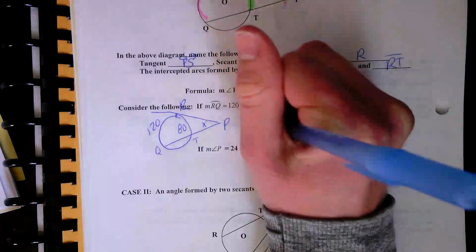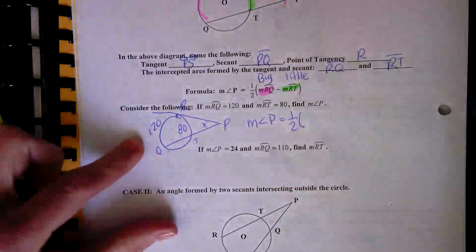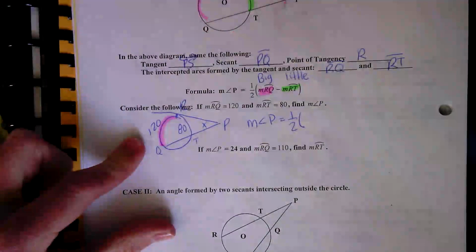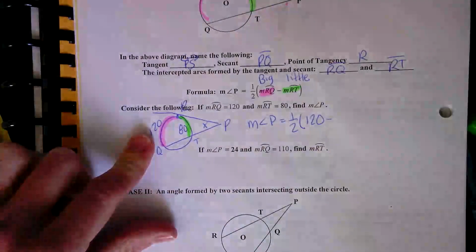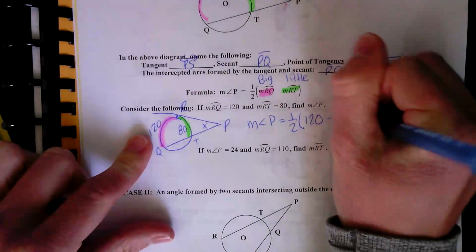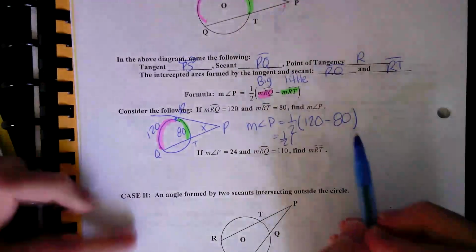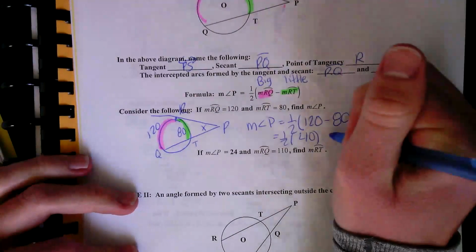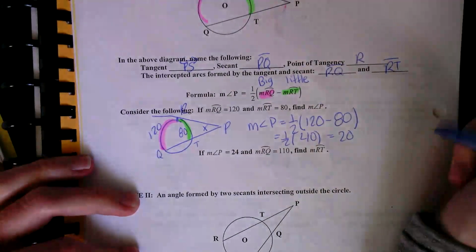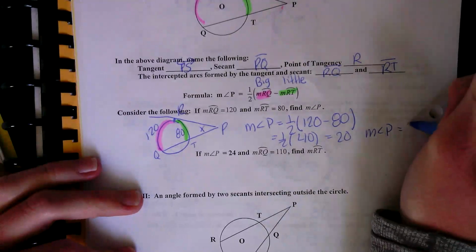So the measure of angle P is equal to 1/2. RQ is 120. This arc here, minus the measure of arc RT. This one, minus 80. Okay. So 120 minus 80 is 40. And then 1/2 of 40 is 20. Okay. So the measure of angle P is equal to 20.